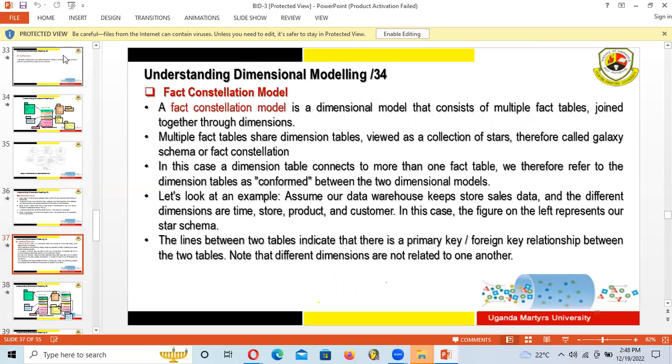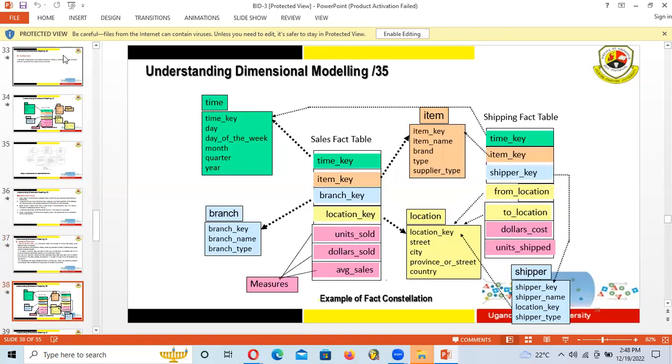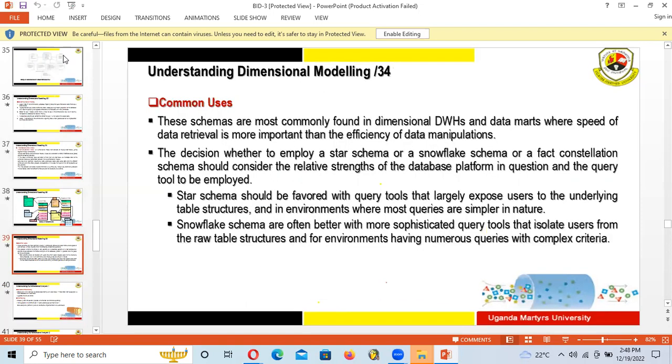Then we talk about another type of model that we use in dimension modeling, the fact constellation model. It's a dimension model that consists of multiple fact tables joined together through dimensions. So in this way, we have multiple fact tables. We can see we have the shipping fact table here, we have a sales fact table, and they are connected. It all comes from the star, the snowflake, and then the fact constellation.